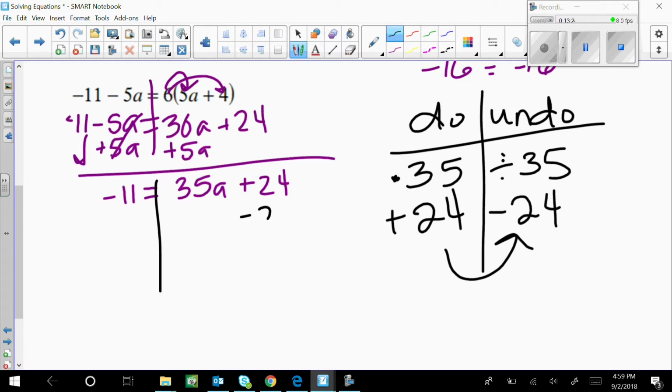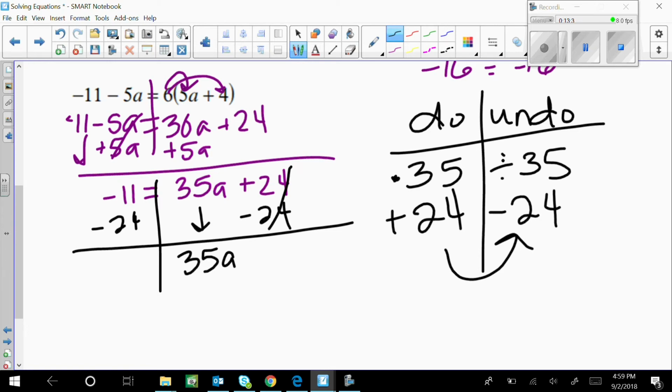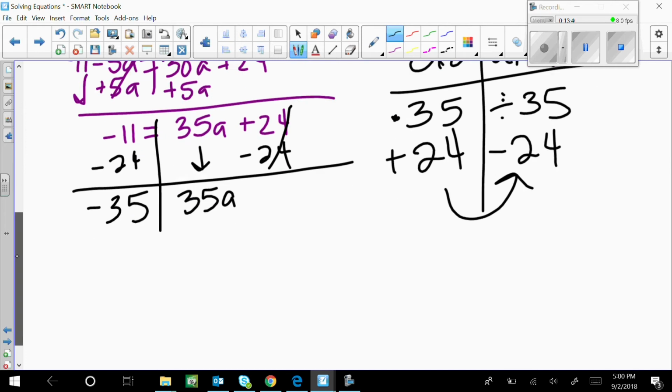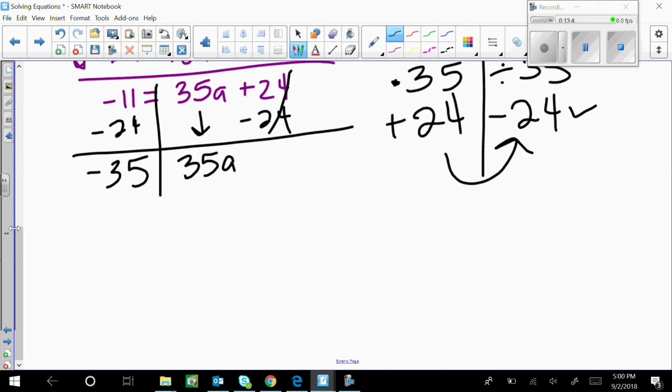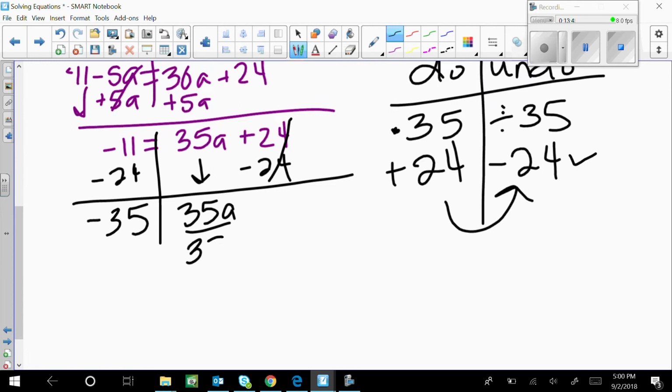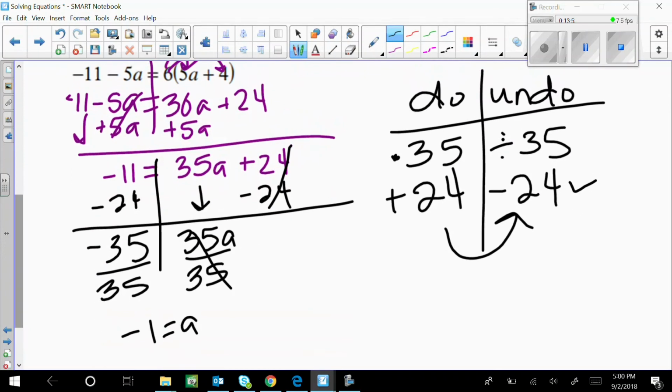On my wall, I'm going to subtract each side by 24. Bring down my 35a. Negative 11 minus 24 is negative 35. I wrote 25, negative 35. So that one's done. Then I have to divide both sides by 35. Negative 1 equals a.